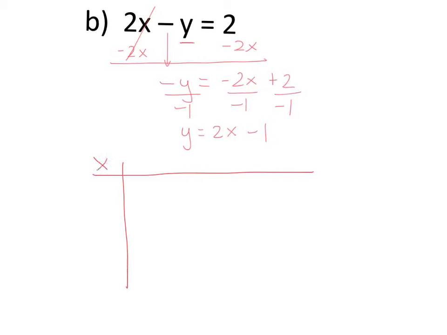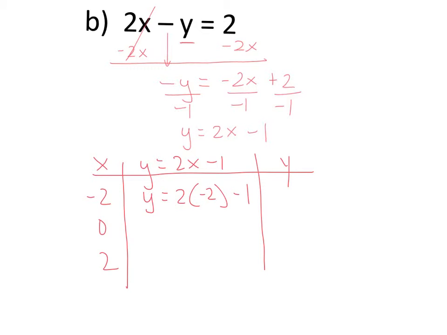Okay, we've got our x, we've got y equals 2x minus 1, and then we have our y column. Again, -2, 0, and 2 needs to go in there. So now y equals 2 times -2 minus 1. So 2 times -2 is -4, minus 1 is -5. Y equals 2 times 0 minus 1, so we get out a -1. And then y equals 2 times 2, which is 4, minus 1 is 3.